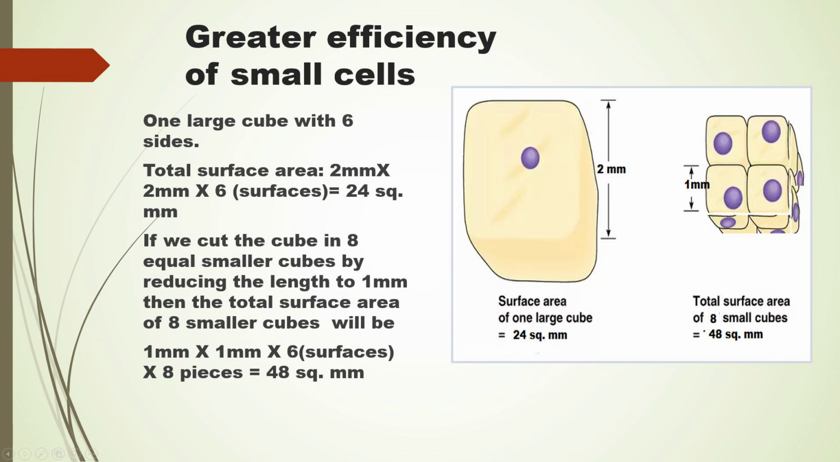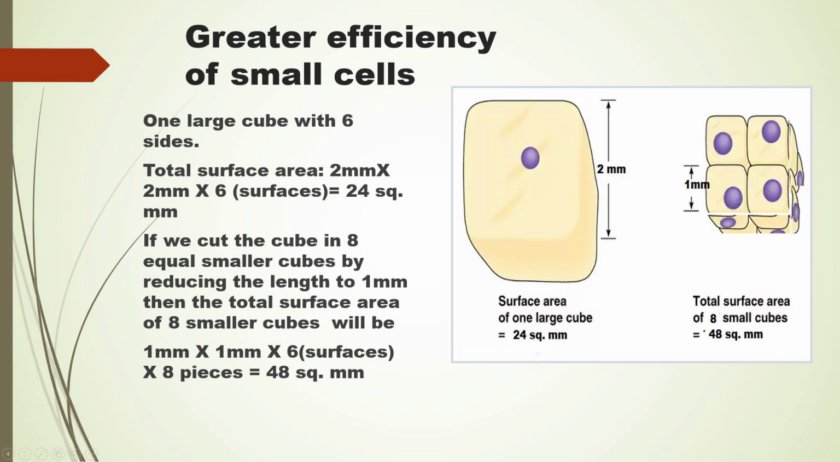Now I can explain this with the help of a diagram. If you can see the picture over here, there's a cube with side 2 mm and 6 surfaces. The formula for total surface area is side squared times 6. If you take the bigger cube, we calculate the total surface area as 2 mm times 2 mm times 6 sides, and the surface area obtained is 24 square mm. So this is a cube which is larger in size, but we want to claim that the smaller the cell is in size, the better its efficiency to work.